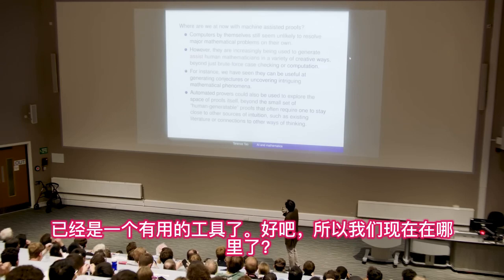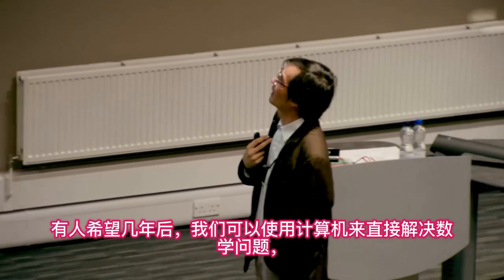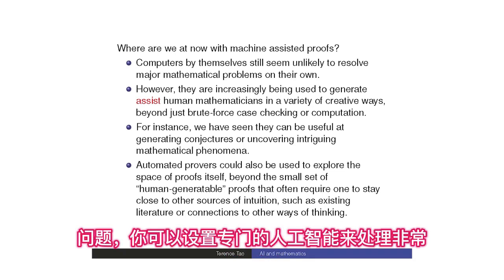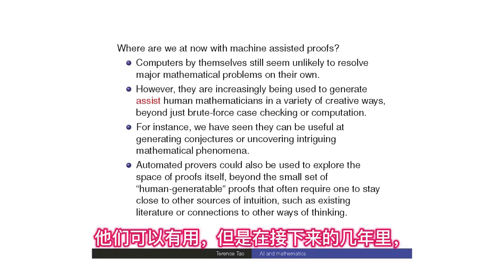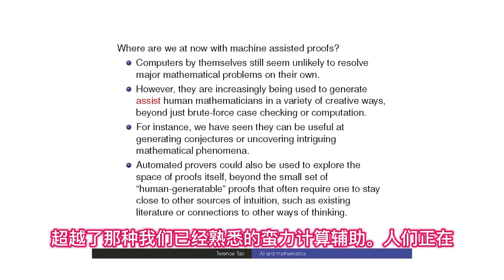Okay, so where are we now? There are people who are hoping that in a few years we can use computers to actually solve math problems directly. I think we are still a long way away from that. For very narrowly focused problems, you can set up specialized AIs to handle just a very narrow band of problems, but even then, they're not fully reliable. They can be useful, but for the next few years, at least, they're basically going to be really useful assistants, beyond the brute force computational assistance that we are already familiar with.